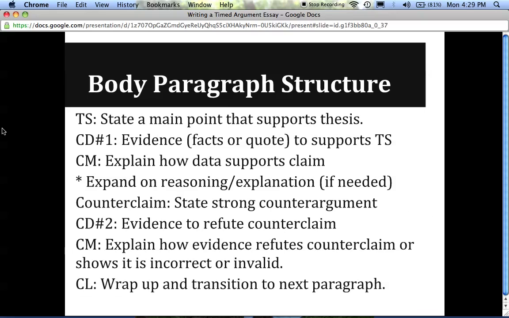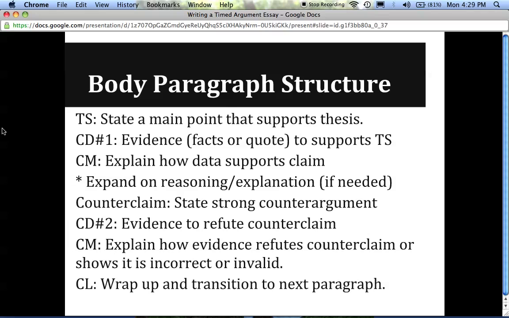Then you have the body paragraph structure, which is very similar to the structure that we worked on for our process paper, for our informative process paper, but it is slightly different. So you have your topic sentence that clearly states the main point, the first main point from your thesis statement, right?